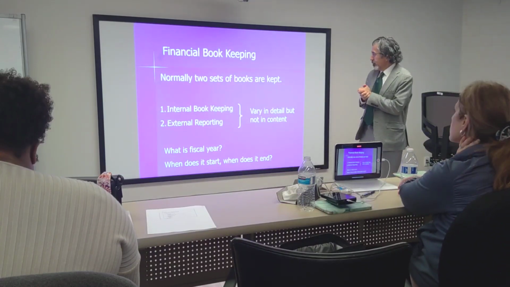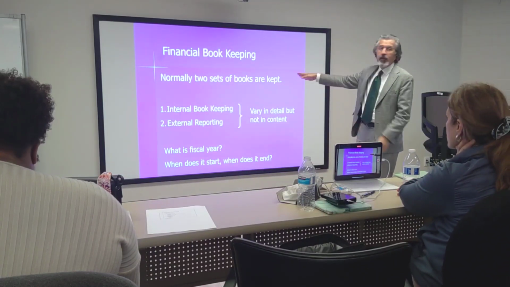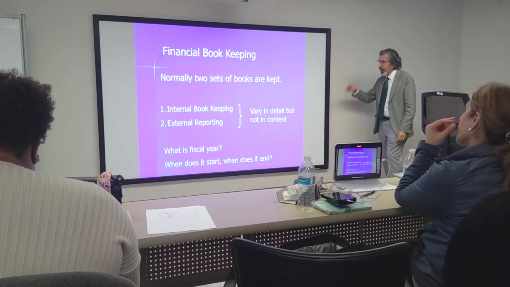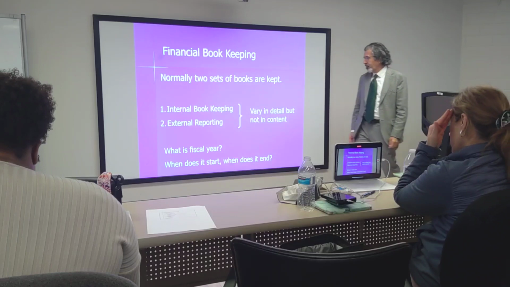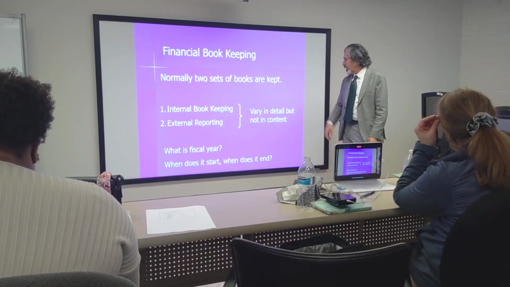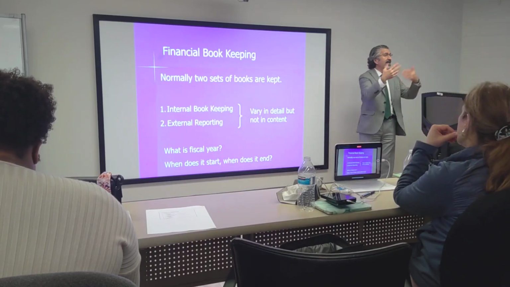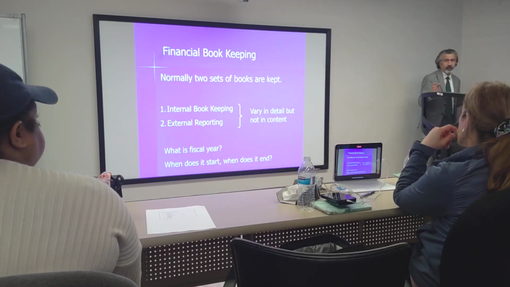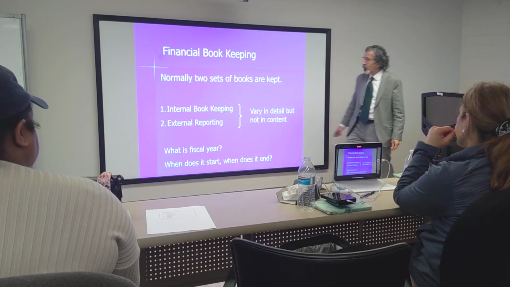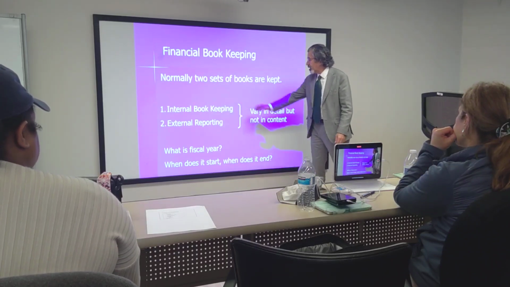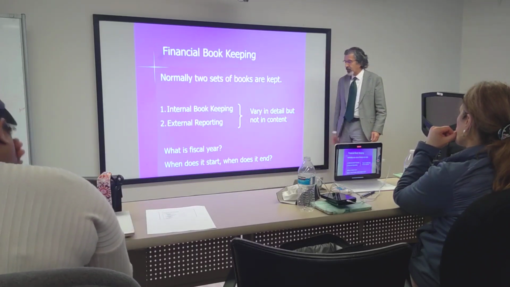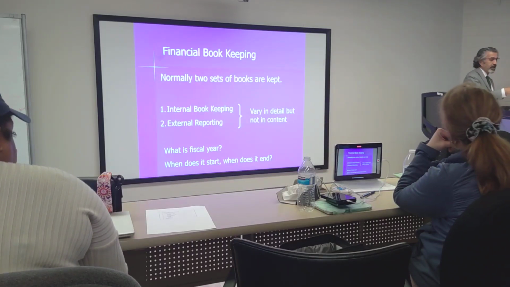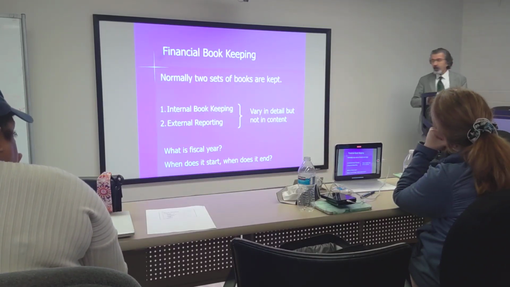Let me give you some definitions finally. You need to keep two sets of books, as the slide says. You can have internal bookkeeping and external bookkeeping. They can vary in detail, but at the end of the day, they need to be the same. External bookkeeping we usually do for tax purposes. Internal may be more detailed. What I need you to concentrate on, and I guarantee I'm going to ask you this on the exam, is the definition of a fiscal year.